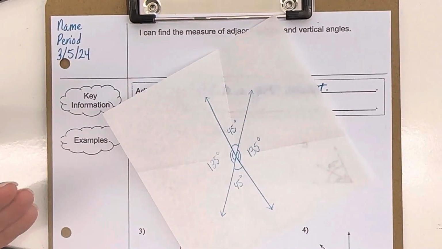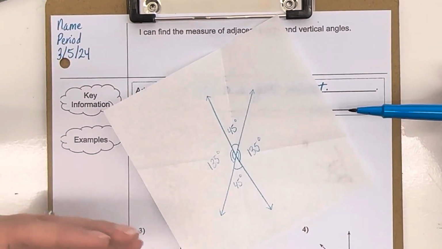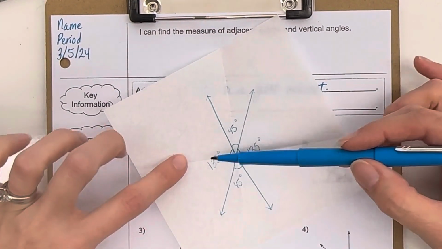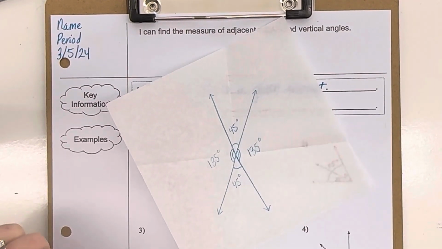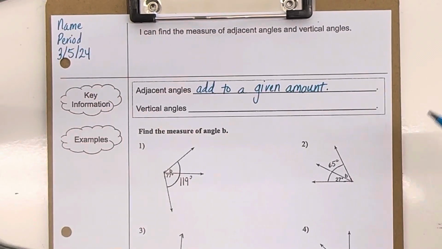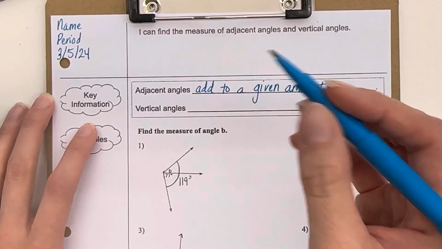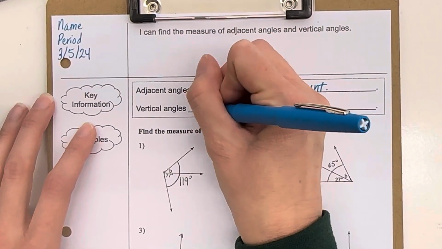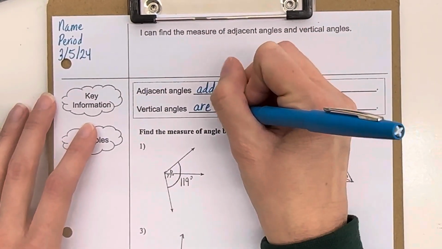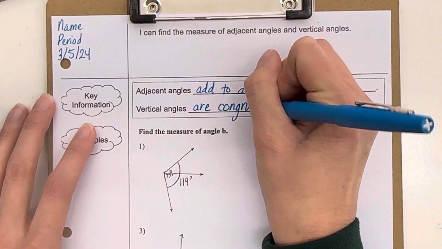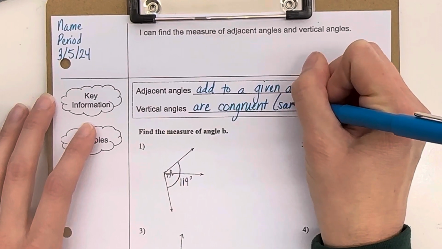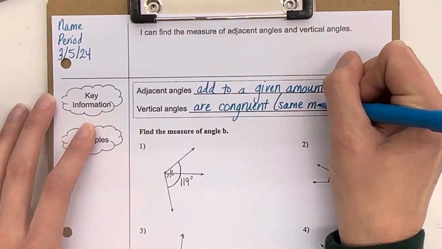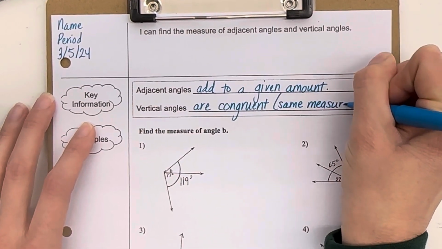So that's what's different about vertical angles. They're literally the same. They don't add to something. If this is vertical to this, same measure. If this one's vertical to this one, same measure. So for our key information here, vertical angles are congruent, meaning that they have the same measure.